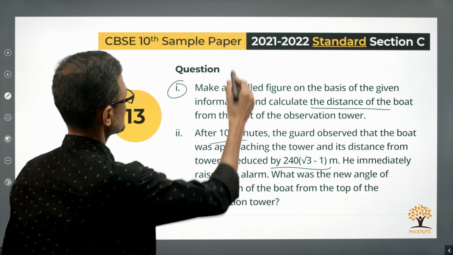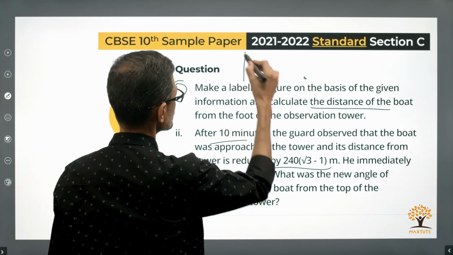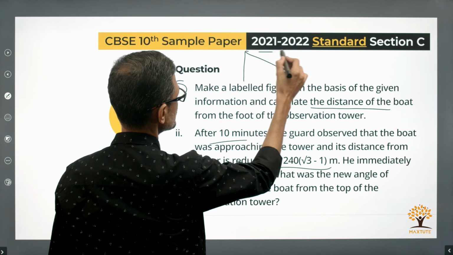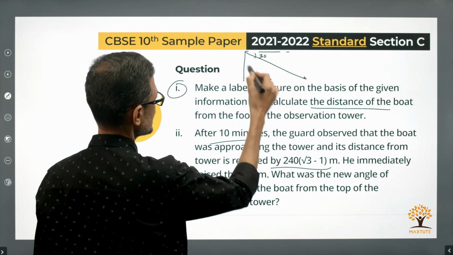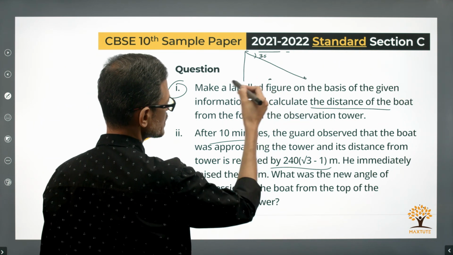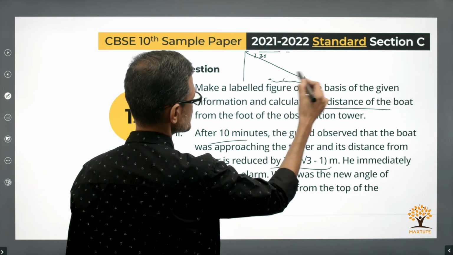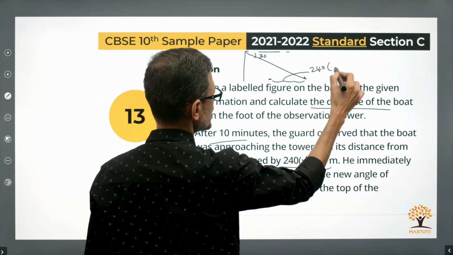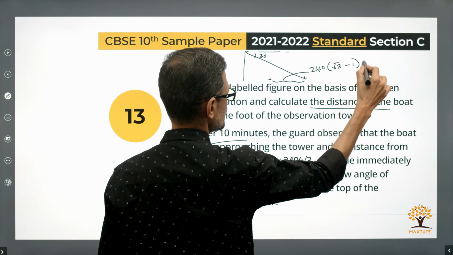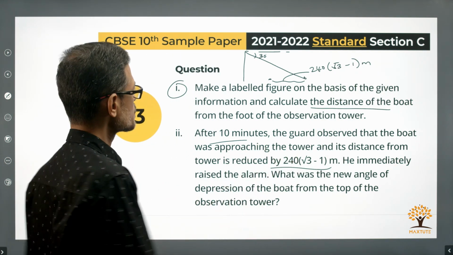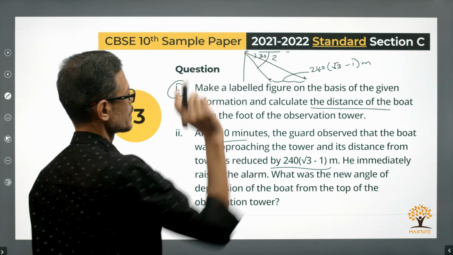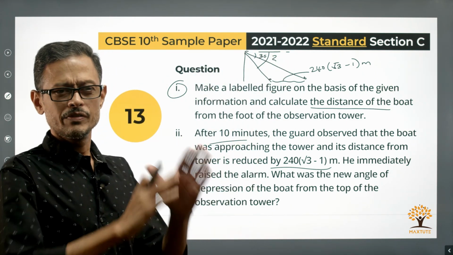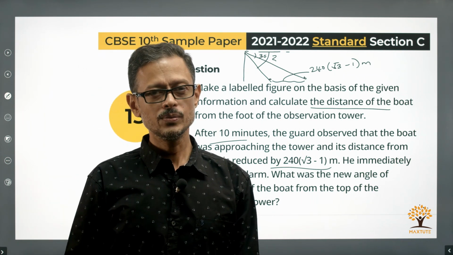It's closer, right? When he observed initially, it was here. This is where the angle of depression was equal to 30 degrees. 10 minutes later, he's finding it closer to the tower. It's moved in this direction. How much closer? It's traveled a distance of 240 into root 3 minus 1 meters. At this point, the question is now asking us to find out the angle of depression at this point, right? So we know what the questions are asking us to do.